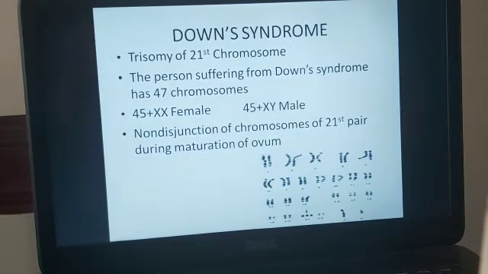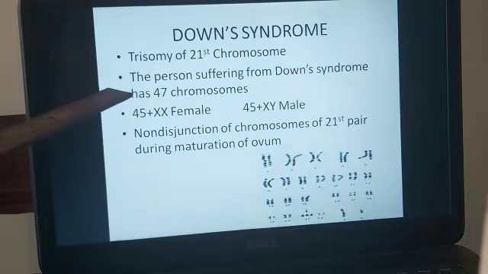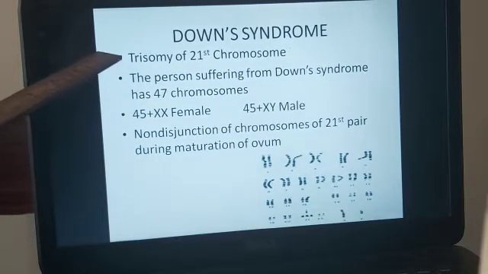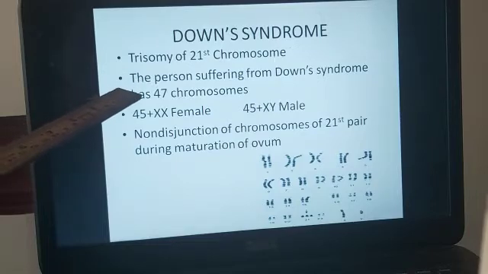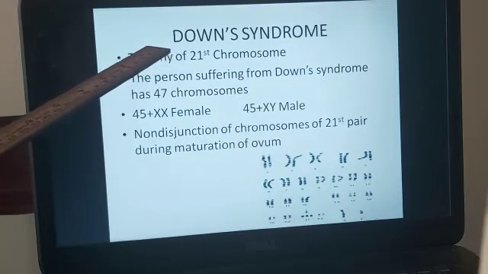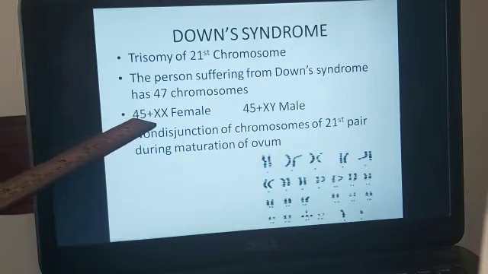Now first let us understand Down syndrome. In the case of Down syndrome, there is trisomy of 21st chromosome, means one 21st chromosome is extra. So the person suffering from Down syndrome has 47 chromosomes. Now in the case of females, it is denoted by 45 plus XX. 21st chromosome is an autosome. That's why these females are 45 plus double X, and in the case of males, it is 45 plus XY.